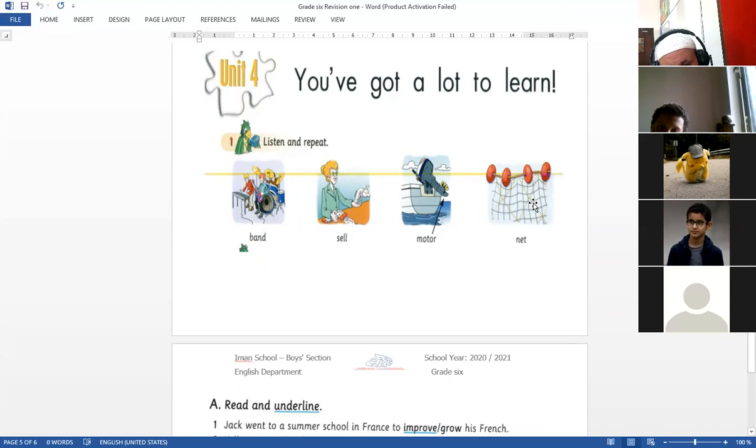In volleyball, for example, we have a big net, and the ball must cross over the net to the other side. Yes, or even in basketball, it's under the ring, the basketball ring. Now, my dear students, so we have four words. These are very important. And also we have these sentences, which are also very important.